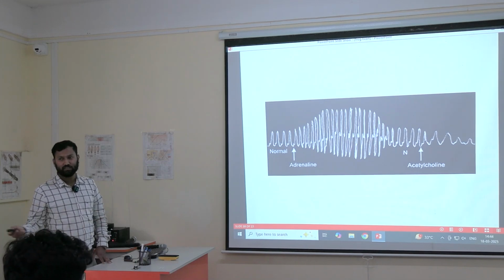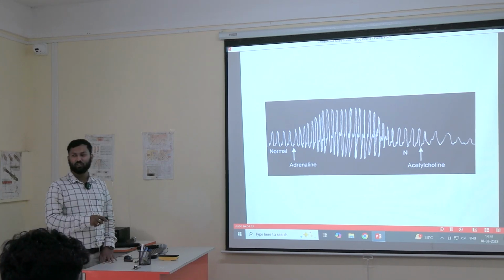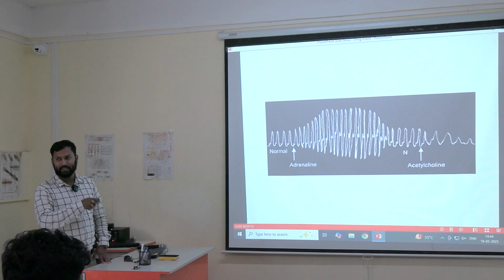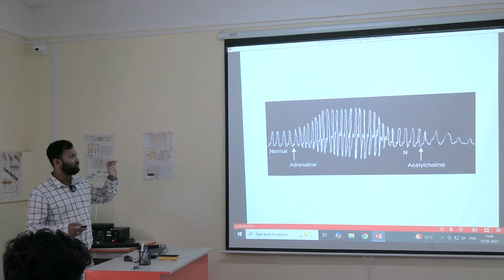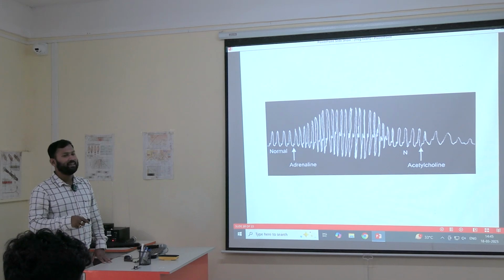Now we will drain the solution and we will again bring it to normal. And in normal you can see that again the heart rate becomes normal and the force of the heart contractions also become normal. Then we will be adding acetylcholine.